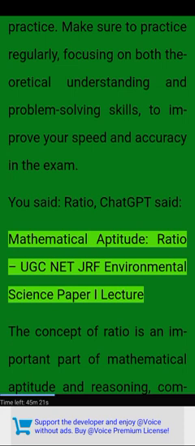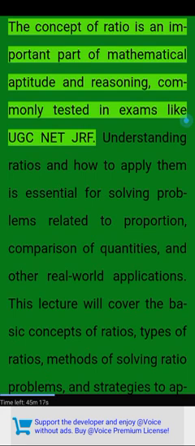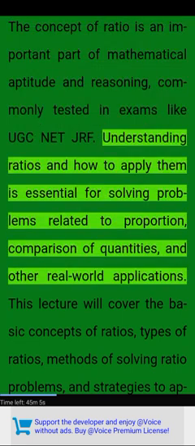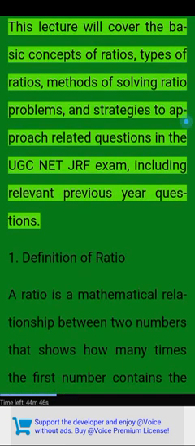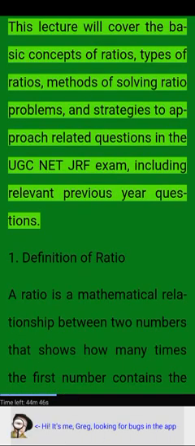Mathematical aptitude, ratio, UGC NET JRF environmental science paper I lecture. The concept of ratio is an important part of mathematical aptitude and reasoning, commonly tested in exams like UGC NET JRF. Understanding ratios and how to apply them is essential for solving problems related to proportion, comparison of quantities, and other real-world applications. This lecture will cover the basic concepts of ratios, types of ratios, methods of solving ratio problems, and strategies to approach related questions in the UGC NET JRF exam, including relevant previous year questions.